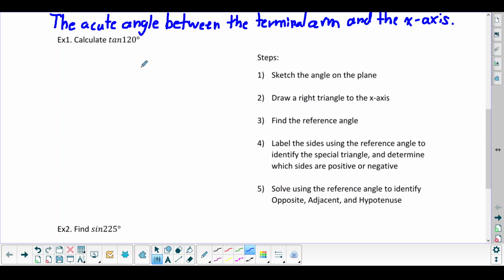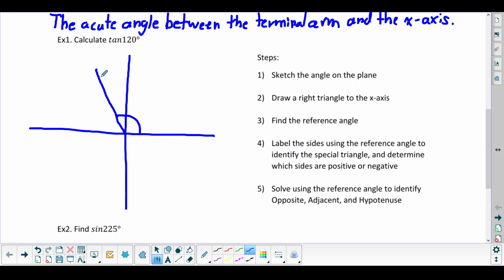on the plane. So I'm going to make a nice big diagram. We've got to write labels and stuff in these diagrams, so I would take up as much space as you can. 120 degrees is going to be somewhere around here. Now we want to draw a right triangle to the x-axis, something I did in that first example as well. So we're going to draw a line that forms a right angle with the x-axis here. That's a right angle, so now we have a little triangle right here.